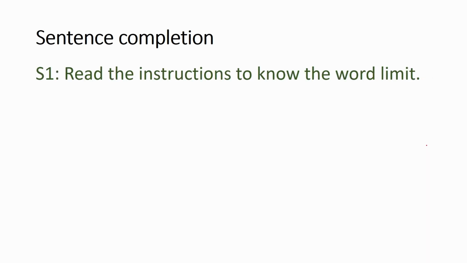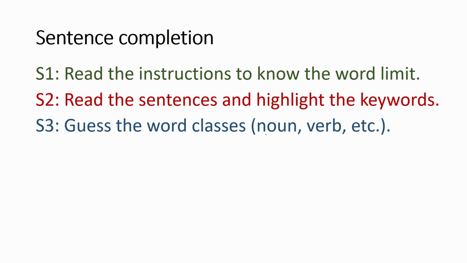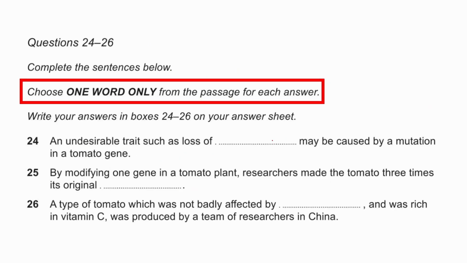So these are the steps. We read the instructions first to know the word limit. Then we read the sentences and highlight the keywords, guess the word class, if we need a noun, a verb, and so on. And then we scan for the keywords. And when you've found it, you need to read that part carefully and then decide. So here, one word only. Now let's look at the questions.